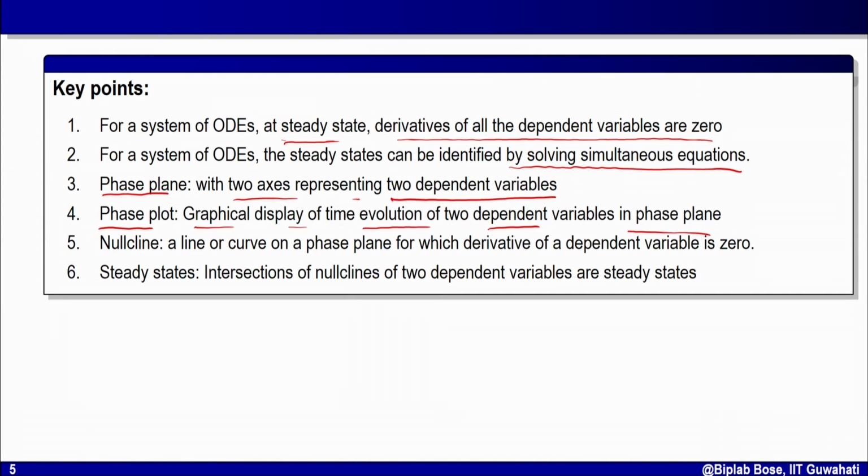Now in a phase plane, if you draw all the lines or curves for which the derivative of a dependent variable is 0, those lines or curves will be called null lines. And as I have discussed, intersections of null lines of two dependent variables are the steady states of the system.